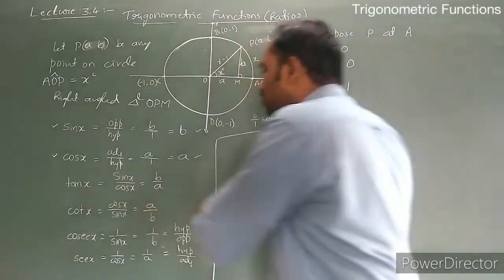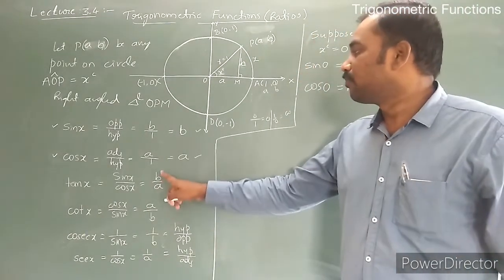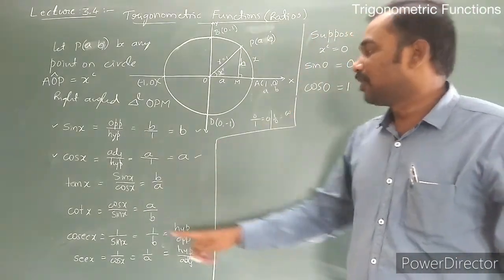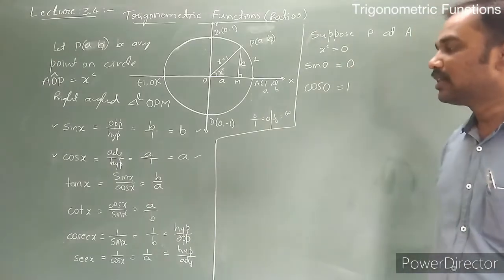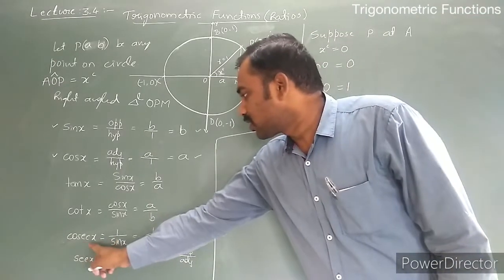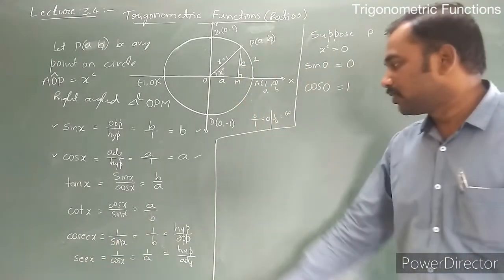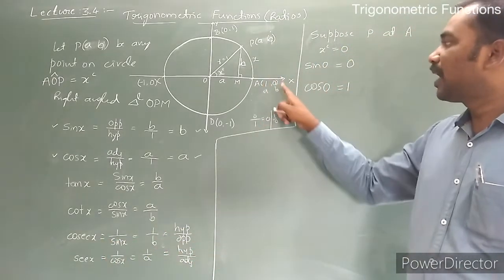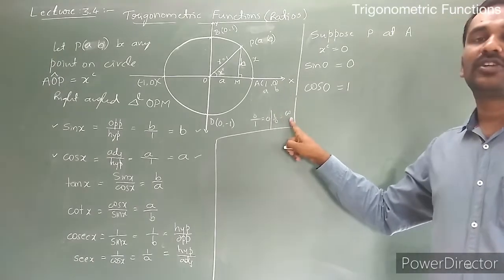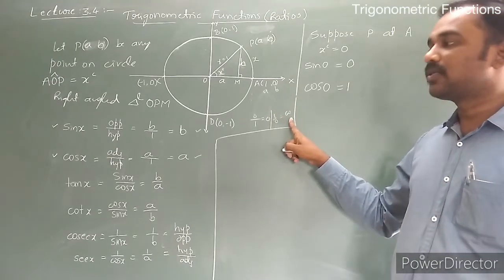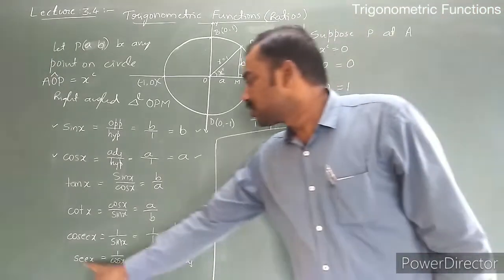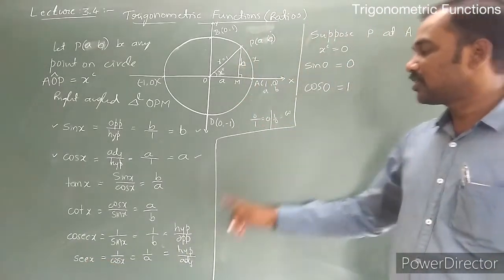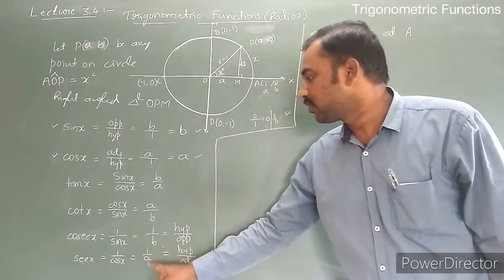Like that, tan 0 is 0. Cot 0 is not defined. Next, cosec of x. Cosec of 0. What is the cosec of 0? 1 by B is that. 1 by 0. What is 1 by 0? Not defined. So cosec 0 is not defined. Similarly, sec 0. What is sec 0? Sec of x is equal to 1 by A.